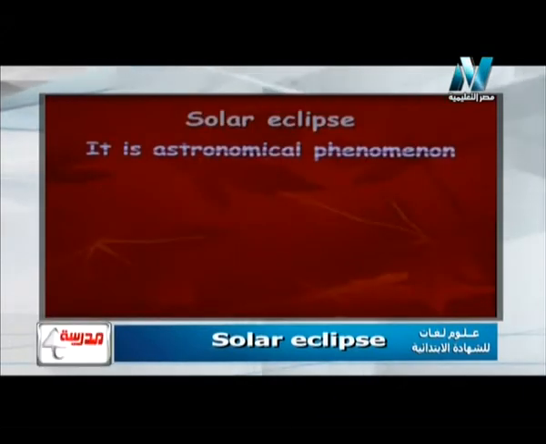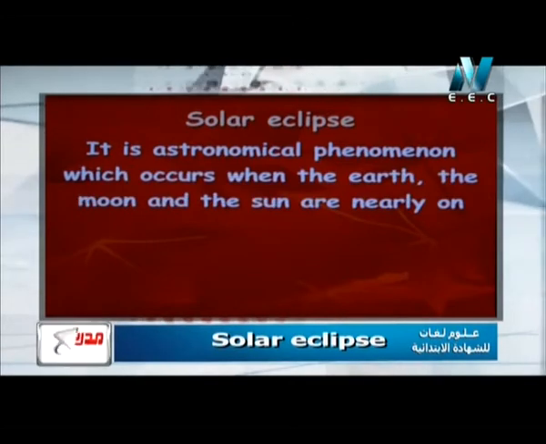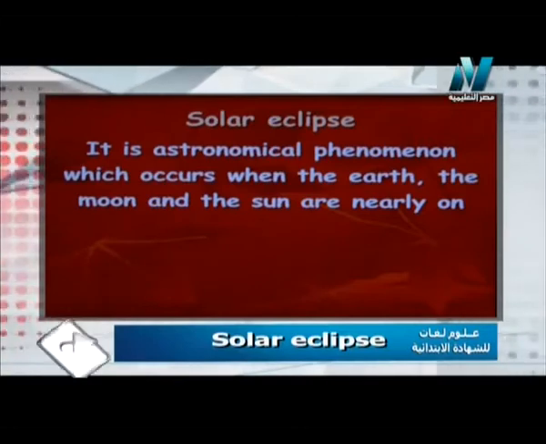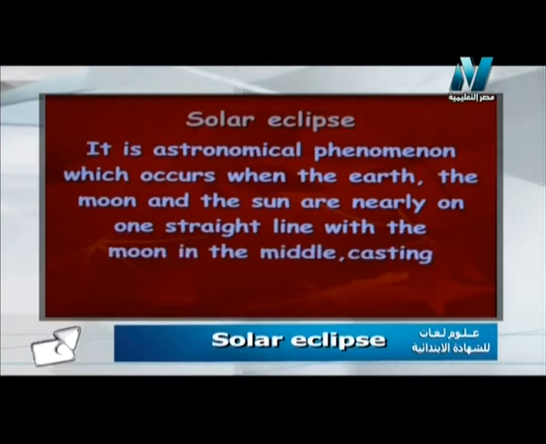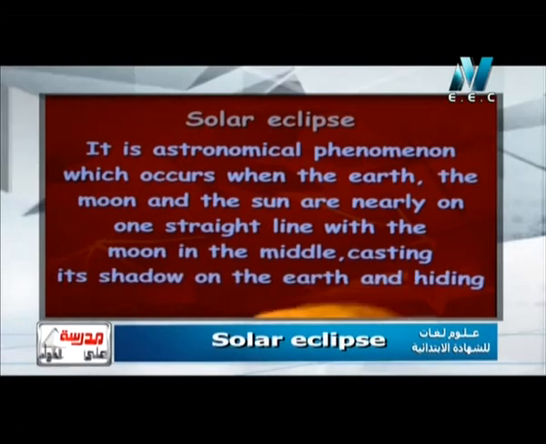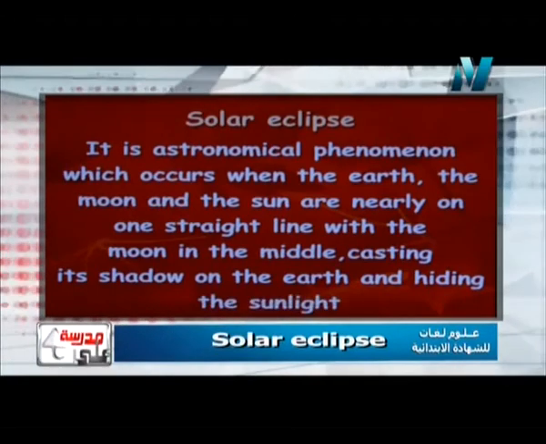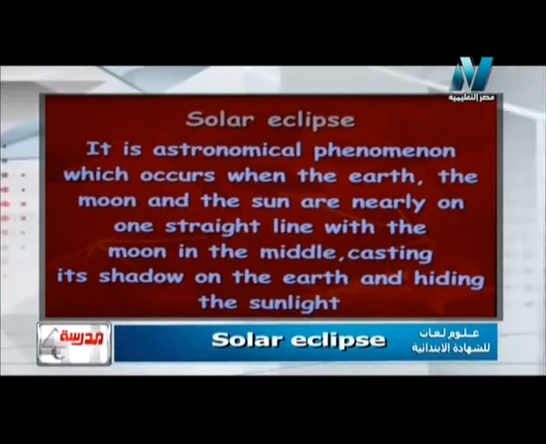So what's meant by solar eclipse? We want to make a definition for solar eclipse. It's an astronomical phenomenon which occurs when the earth, the moon, and the sun are nearly on a straight line with the moon in the middle, casting its shadow on the earth and hiding the sunlight. Here we achieved our two conditions for a solar eclipse.